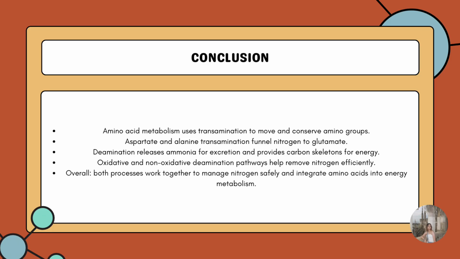The examples of oxidative deamination of glutamate and non-oxidative deamination of serine show us how the body removes nitrogen through different mechanisms depending on the amino acid. Together, transamination and deamination ensure that nitrogen is safely handled while the carbon skeletons enter pathways like the TCA cycle or gluconeogenesis. They finally form an integrated system that balances nitrogen metabolism and energy production.